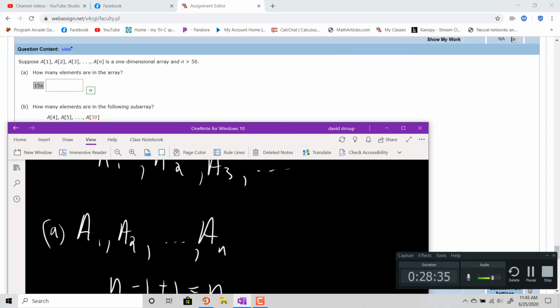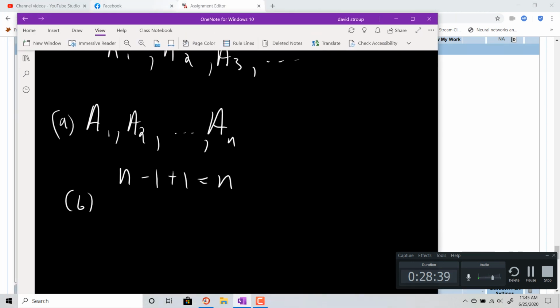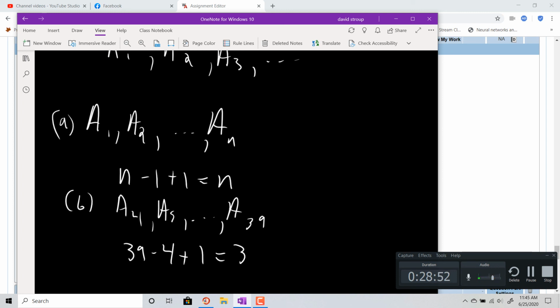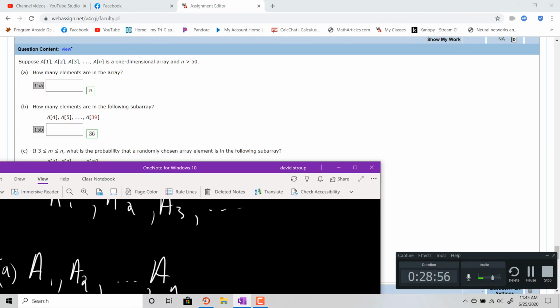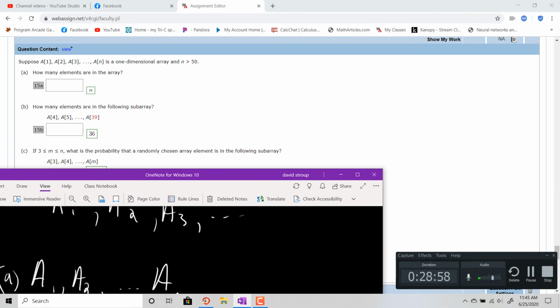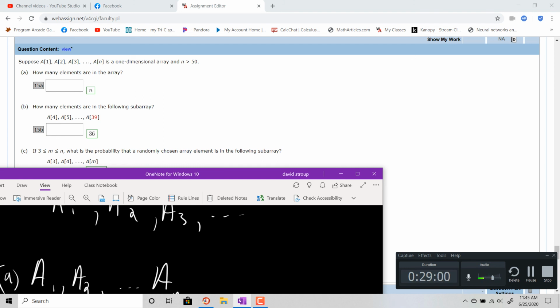How many elements are in the following subarray? So they're going from 4 to 39. So basically A sub 4, A sub 5, all the way up to A sub 39. Okay, so again, that'll be 39 minus 4 plus 1, which is going to be 36. Okay, yeah, 36. This one's kind of weird. What's the probability that a randomly chosen array element is in the following subarray?